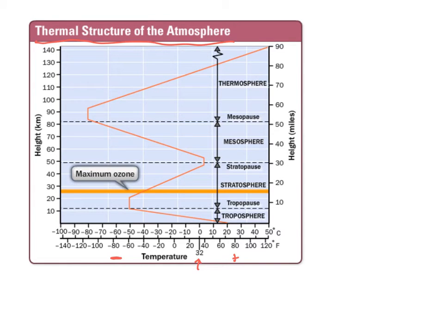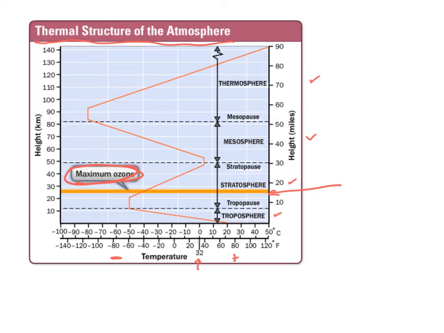We also see that we have our layers of the atmosphere. So the layer that we live in is the troposphere, and that's the lowest layer. Above that, we have the stratosphere, the mesosphere, and the thermosphere. And we'll talk more about the layers of the atmosphere in the lessons as we go on. One other thing I want to show you is this maximum ozone here. So when you hear about the ozone layer, this is what we're talking about.